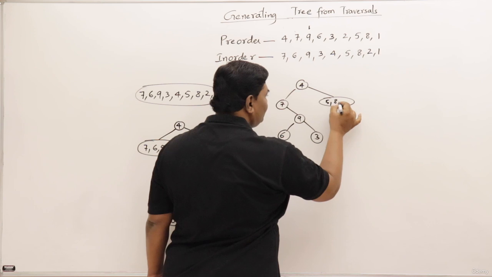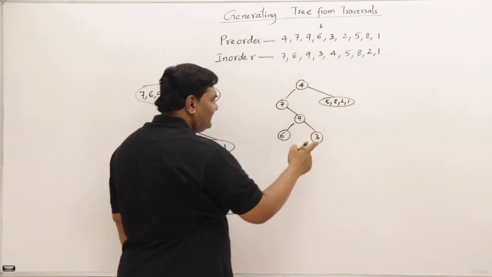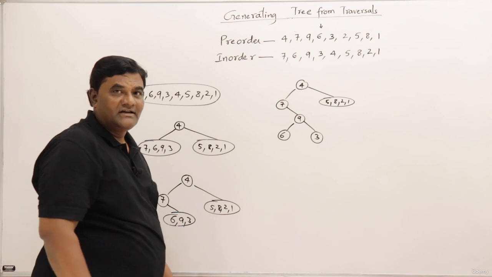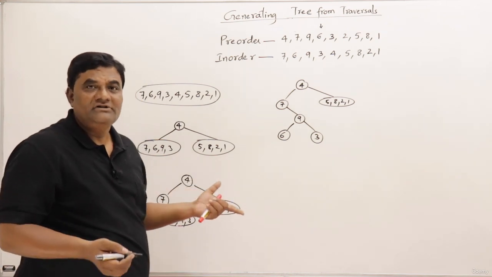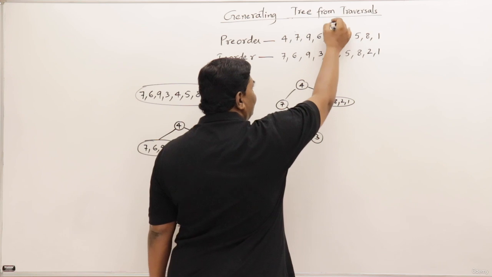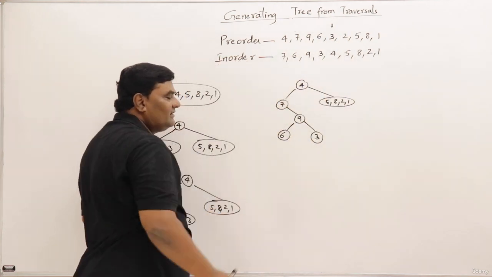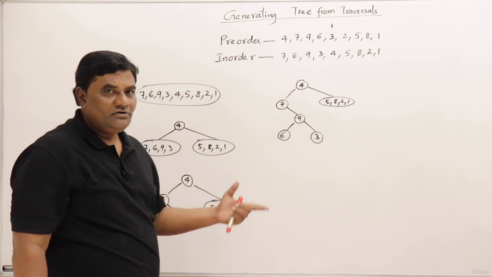Then move to the next element, 6. Search, it is found here. And that's a single element. Yes, we want single elements only. So it's perfect, don't do anything. Next, 3. Search for 3, it is found here. And it's a single element. Don't do anything.